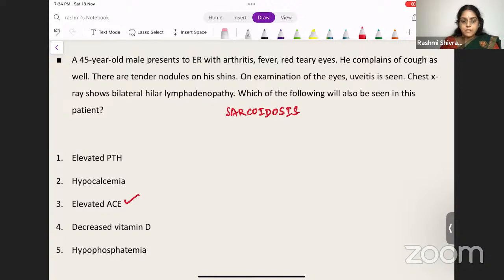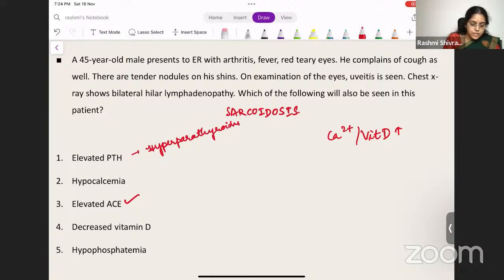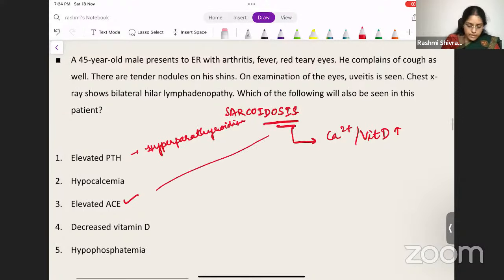Angiotensin converting enzyme levels are elevated. So in these patients, they will have hypercalcemia. Calcium will be elevated. Vitamin D will also be elevated. If the PTH is elevated, what do you have? You have hyperparathyroidism, right? Hyperparathyroidism is where you have elevated PTH. But in sarcoidosis, you have elevated calcium and vitamin D as well as elevated ACE enzyme levels, right?